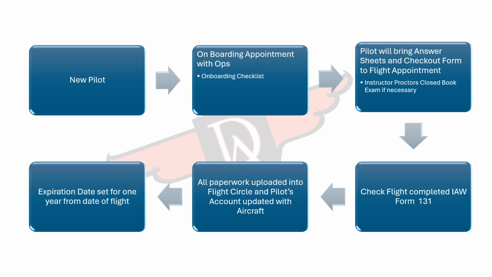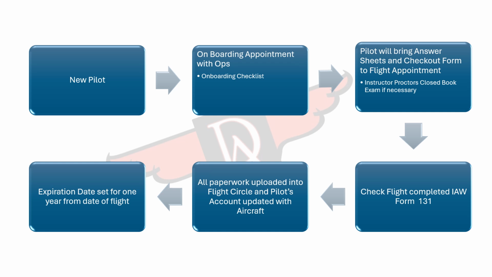You'll also proctor the closed book test. It should only take a few minutes. It's just some emergency procedures, memorization, and V-speeds. You'll complete the flight check. All the paperwork is uploaded into Flight Circle, and the pilot's account is updated that they are checked out in those airplanes. And you will set the expiration date for that for 1 year from the date of the flight.